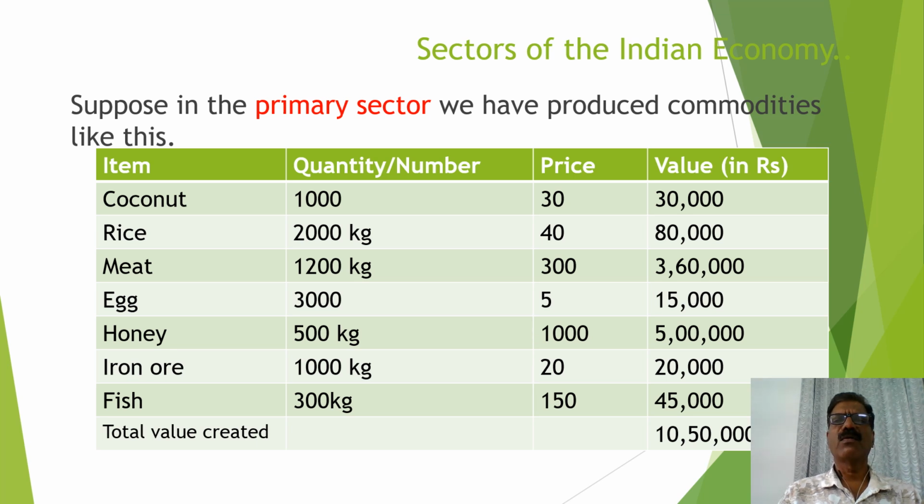Suppose in the primary sector we have produced commodities like this. Coconut, 1000 pieces at the rate of rupees 30. What will be the value? Rupees 30,000. Similarly, rice, we get the value 80,000. Meat, value 3,60,000, etc. So the total value created in the primary sector in a particular country is 10,50,000. So this is how we add values of goods and services produced in different sectors.